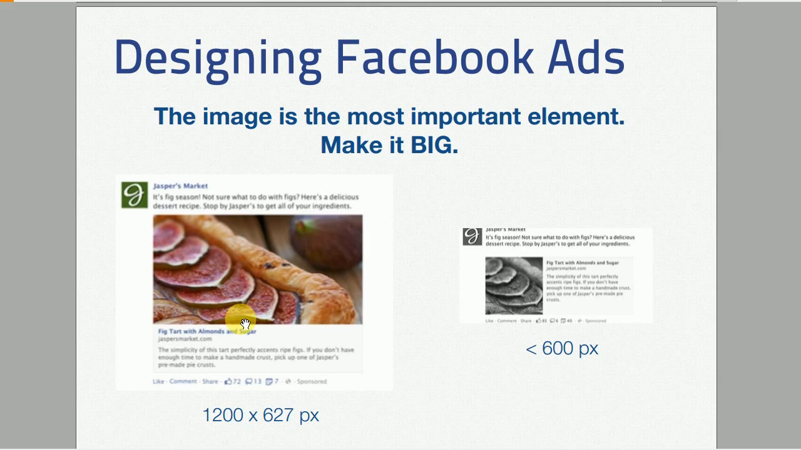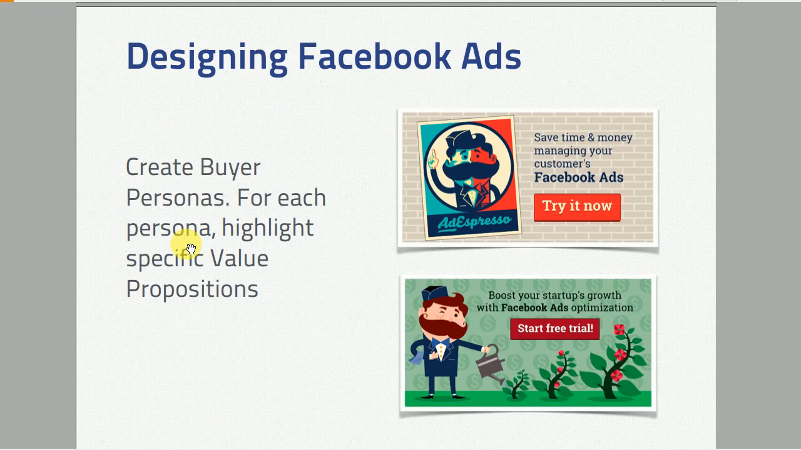Canva also has a tool that allows you to select image size, because they already have the Facebook image size, so there are images around there, so you can work around that and insert your brand picture or whatever you want to do. Another thing you should do is create a buyer persona for each persona and highlight a specific value proposition for your advert.